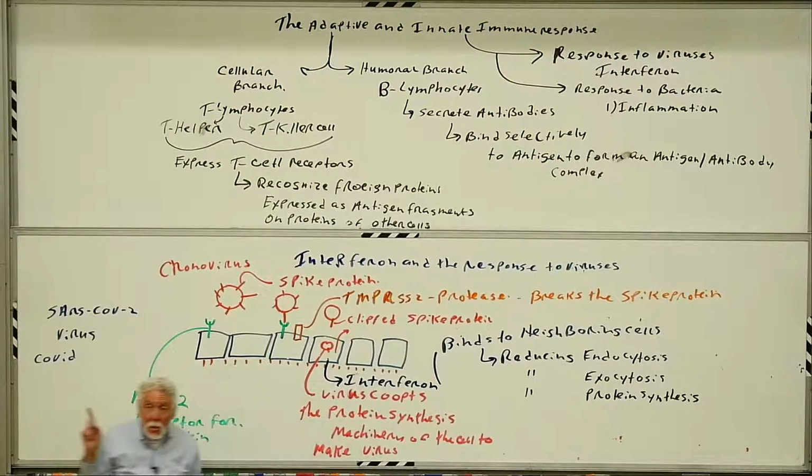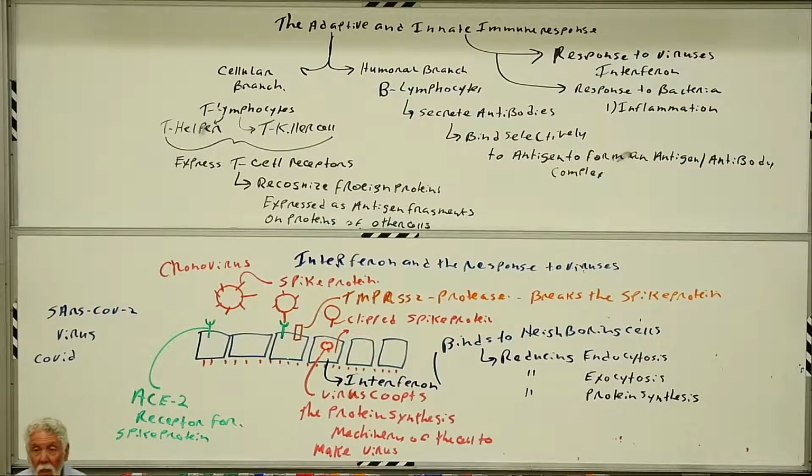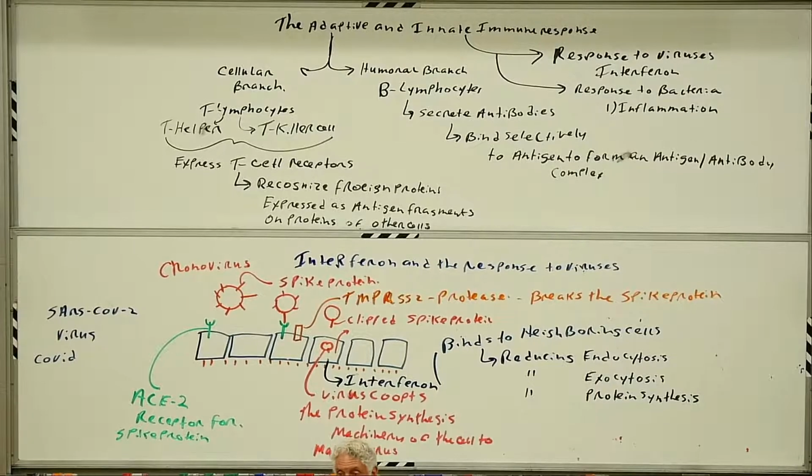Yes? Why do we have the TMPRSS2 protease in our cells if it allows the virus to enter the cells? That protease apparently does a lot of other things. It's cleaving other molecules to give them better access to the cell. That's my understanding. So it has a real-world function. It's not just there to kill us. And so it does positive things.